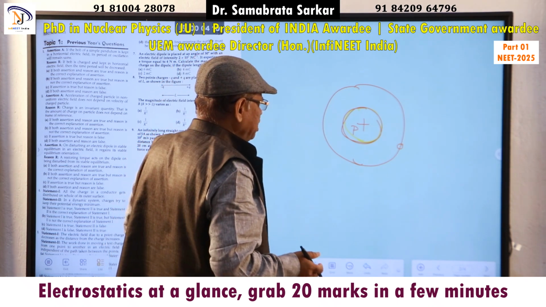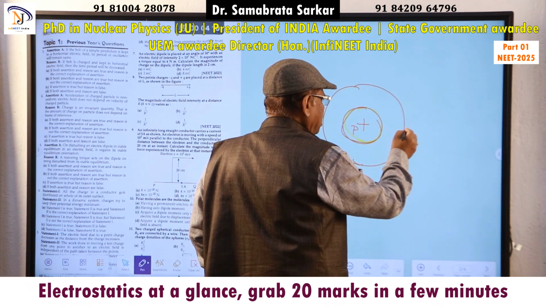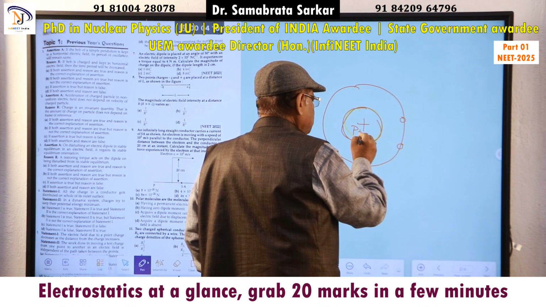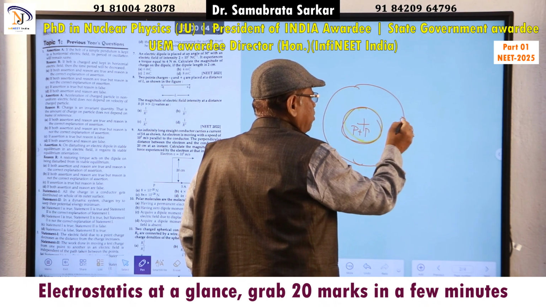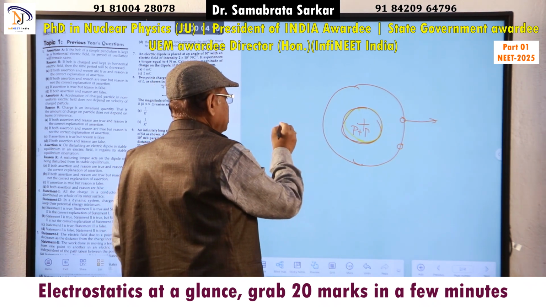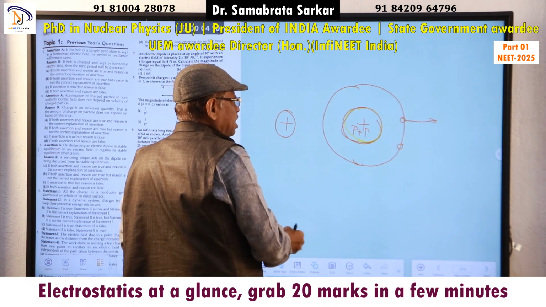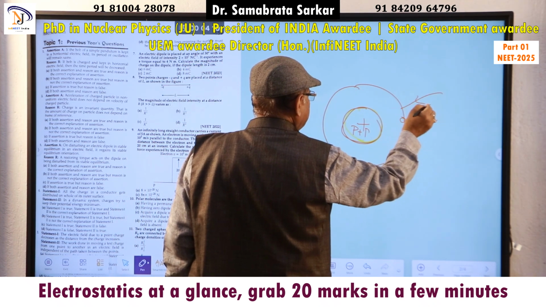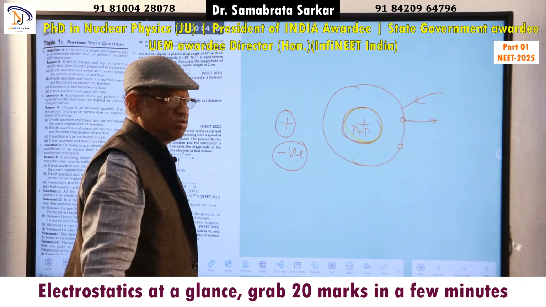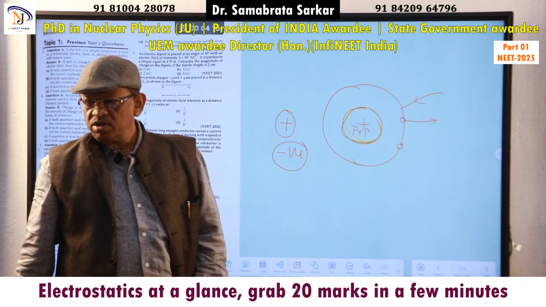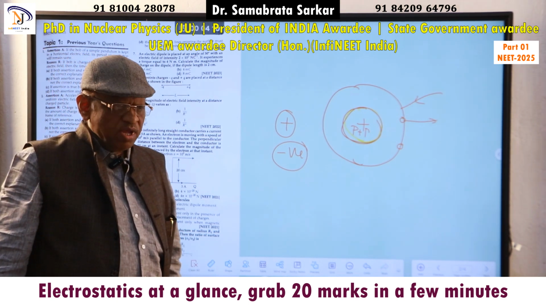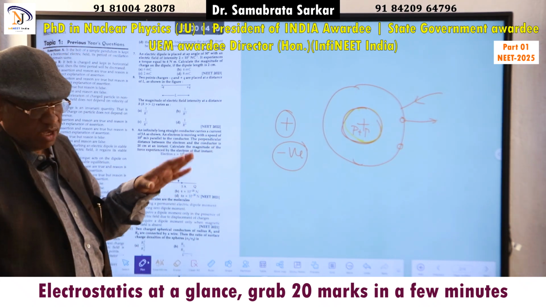Due to some reason, you may assume there are 2 electrons and 2 protons, and if one electron goes away, what will happen? It will be positively charged. And if one electron enters here, it will be singly negatively charged. So these are all about your charged body. When an electron leaves, it will be positively charged. When it enters, it will be negative. I suppose you have understood this basic thing.